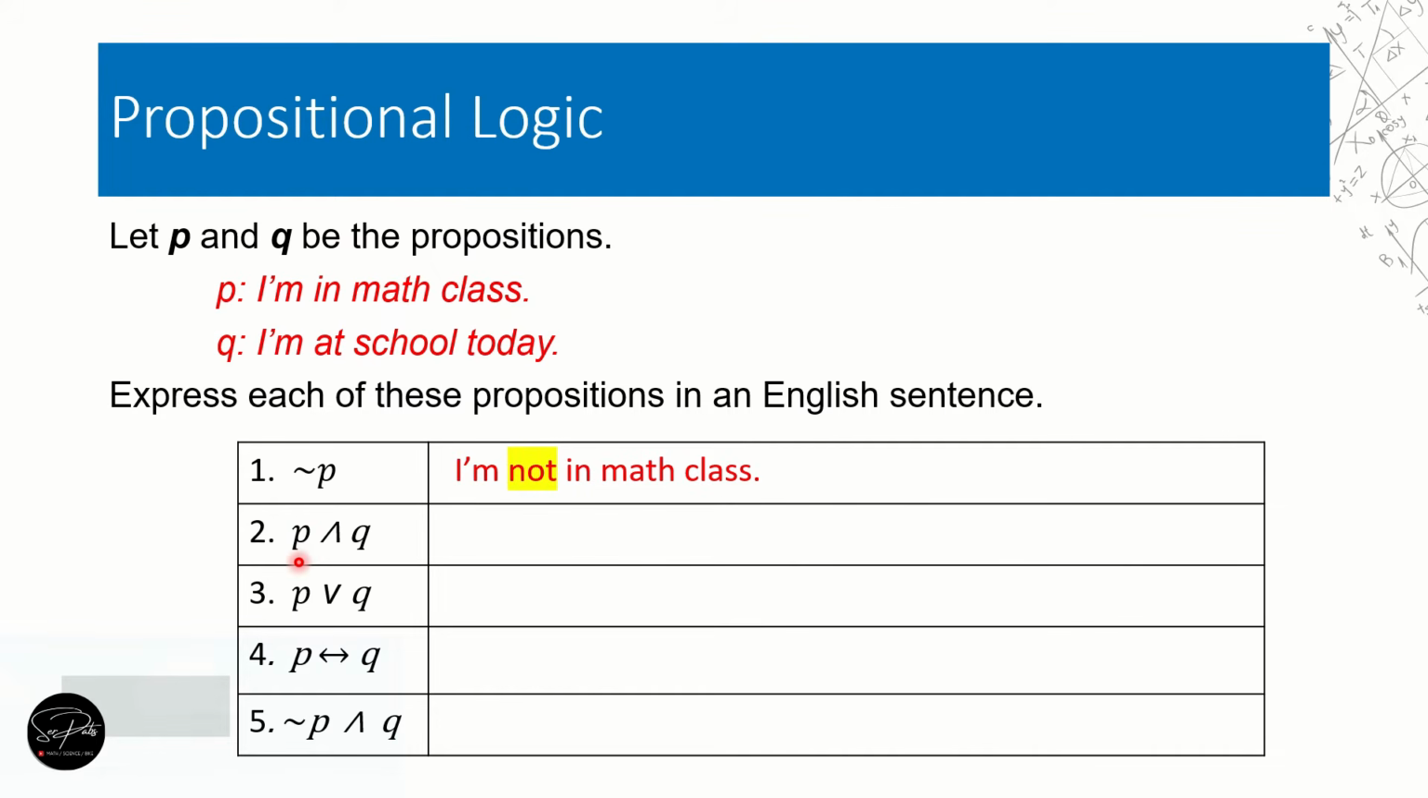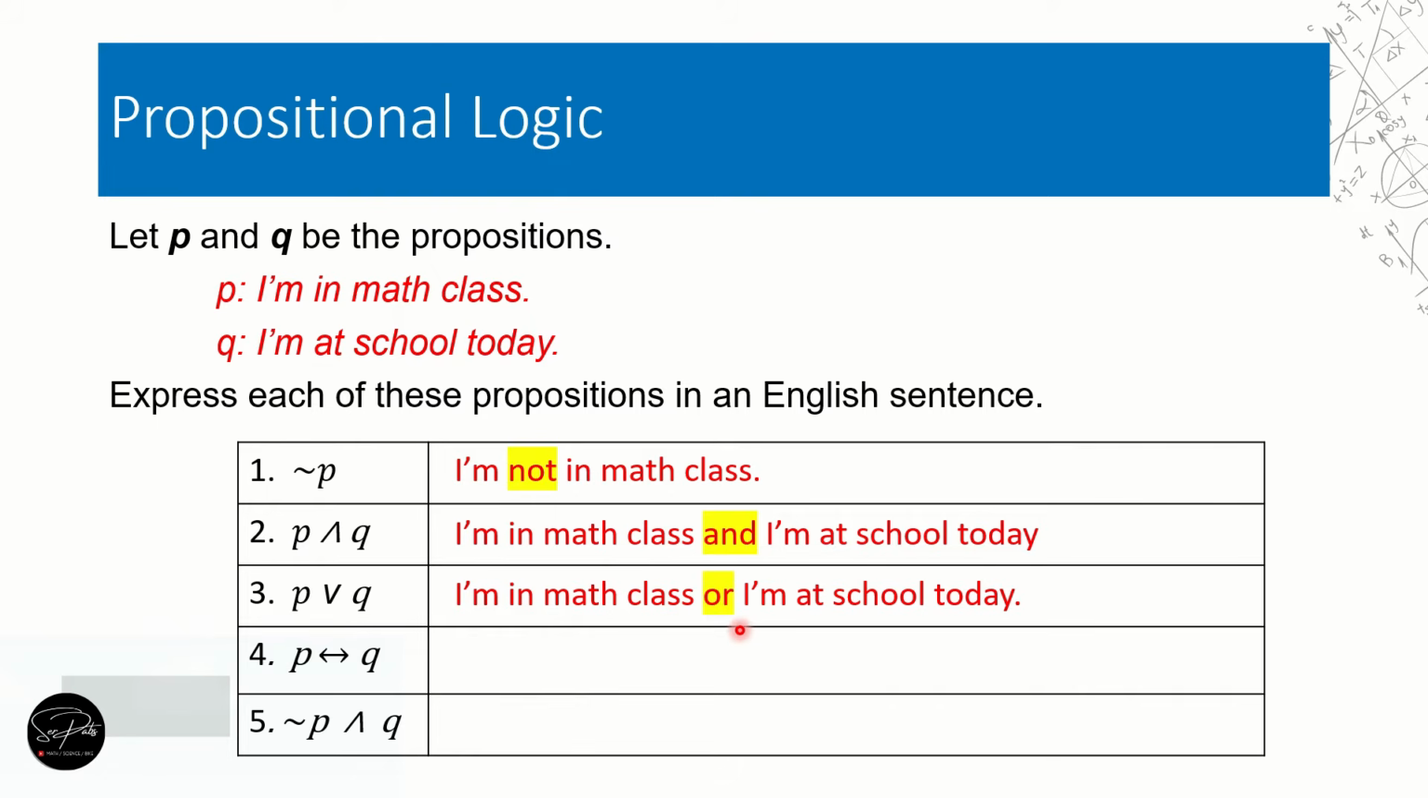Then second, we have P and Q. So let's combine the two propositions using and. So we have here, I'm in math class and I'm at school today. And third, we have P or Q. So that will be, I'm in math class or I'm at school today.